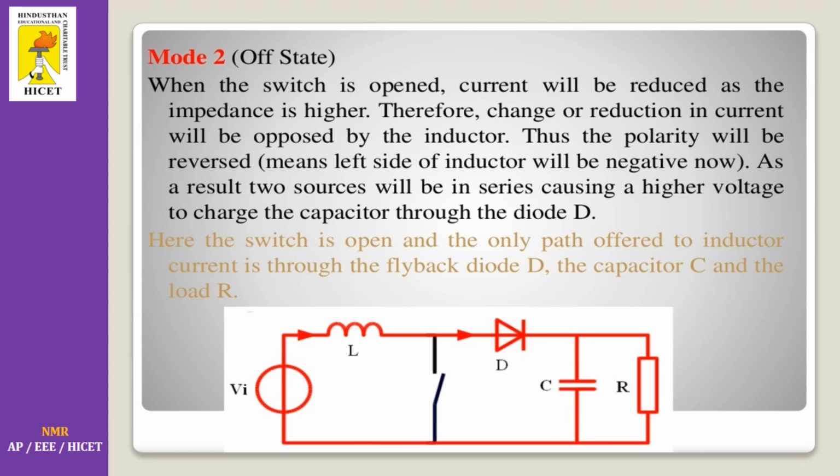As a result, the two sources will be in series, causing a higher voltage to charge the capacitor through the diode D. Here, the switch S is open and the only path offered to the inductor current is through the flyback diode D, the capacitor C and the load R.